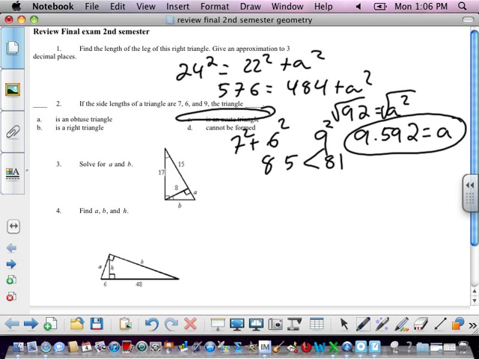Yes. You can put it the other direction if that works for you. You can say 9 squared, 7 squared plus 6 squared, and you get 81. Oh, I'm sorry. I see what you're saying. 85 is greater than 81, therefore acute.